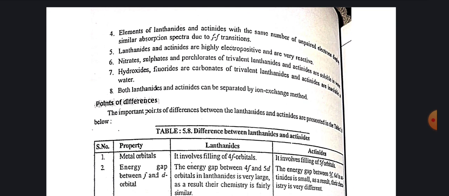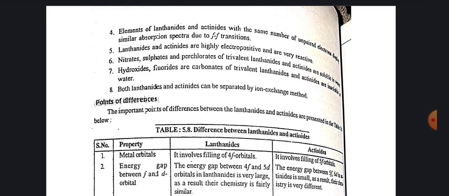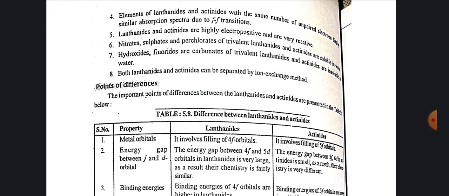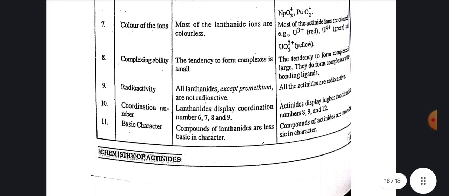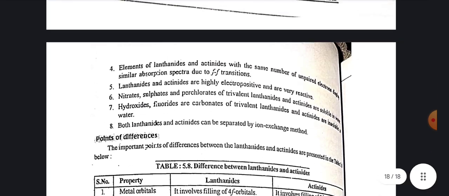Nitrates, sulfates and perchlorates of trivalent lanthanoids and actinoids are soluble in water. Hydroxides, fluorides and carbonates of trivalent lanthanides and actinides are insoluble. Both lanthanides and actinides can be separated by the ion exchange method.